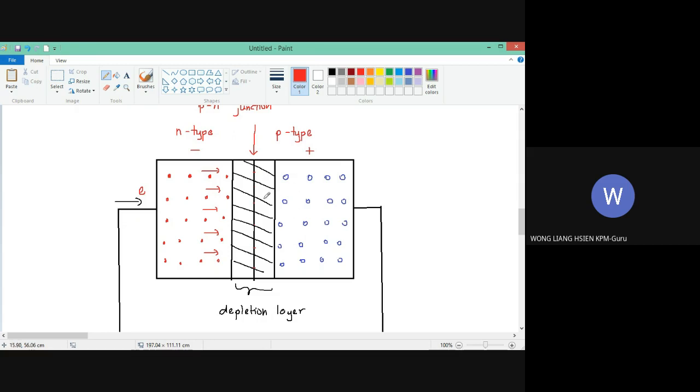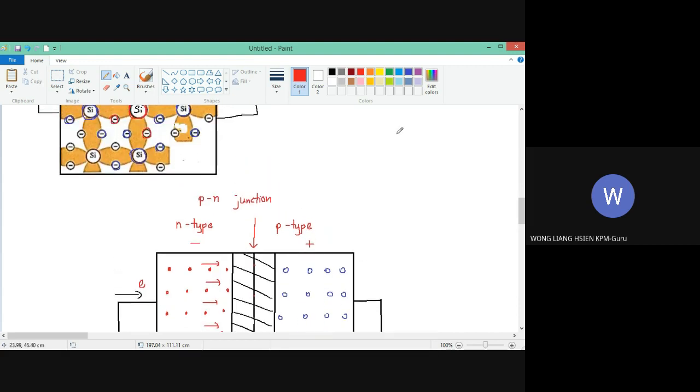Because here positive charge, here negative charge. So you can imagine the situation is similar to when you have two metal plates. This metal plate is negatively charged. This metal plate is positively charged. So if you have two metal plates like that, there will be a potential difference between the two metal plates. Okay. So if the potential difference is strong enough, then the electron can jump. Okay, like that.